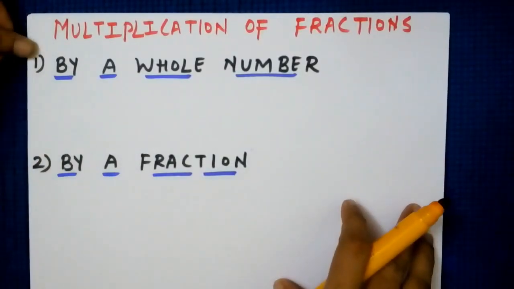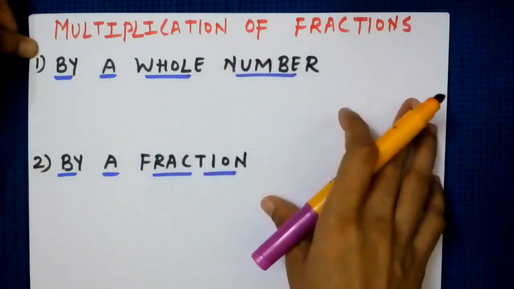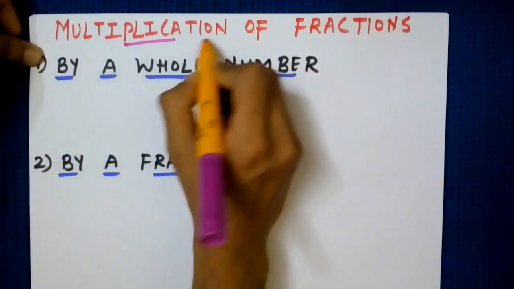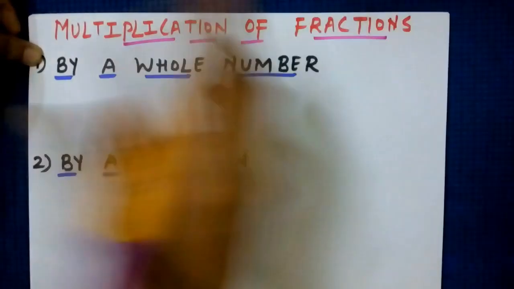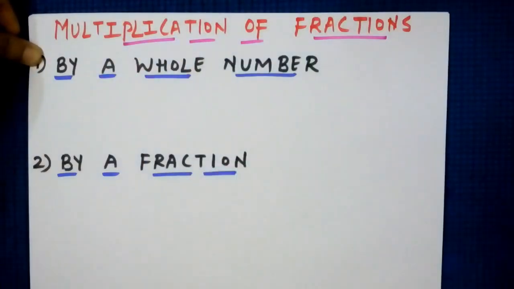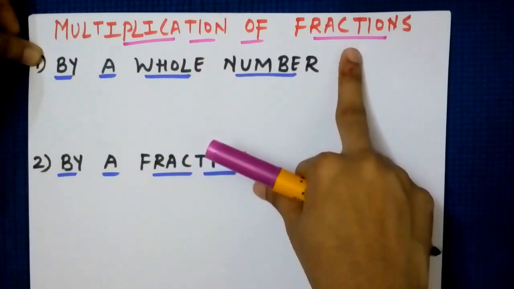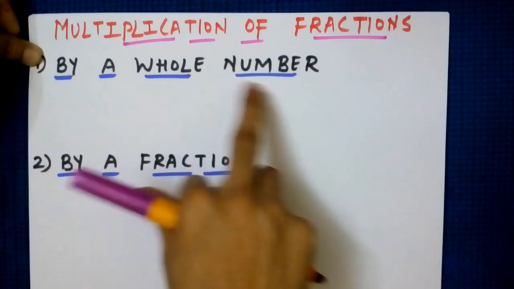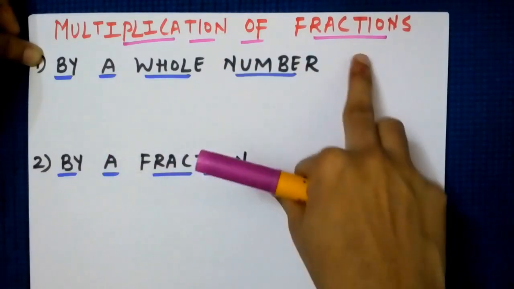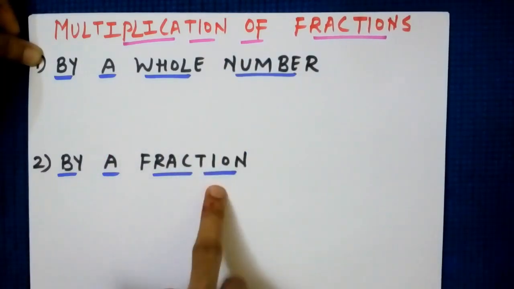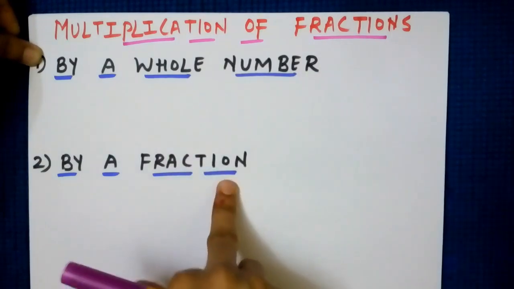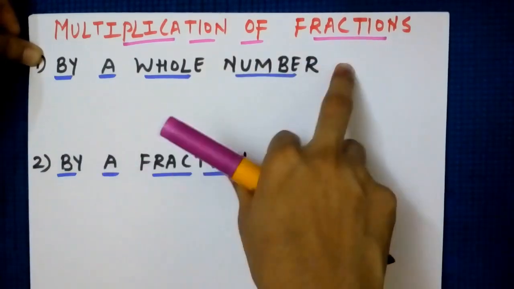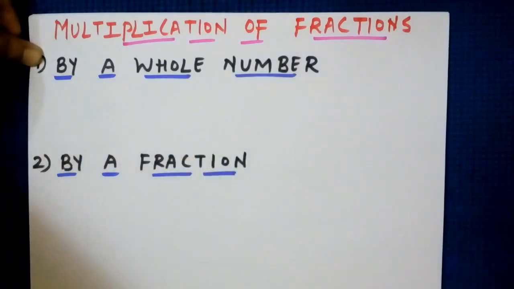So now in this video we will see multiplication of fractions. First of all, when we talk about multiplication of fractions, there are two ways of multiplying. First is multiplication of a fraction by a whole number: how to multiply a fraction with a whole number. And second is multiplication of a fraction by a fraction. If both are fractions, then how to multiply? And if one is a whole number and the other one is a fraction, then how to multiply? So one by one we will see.